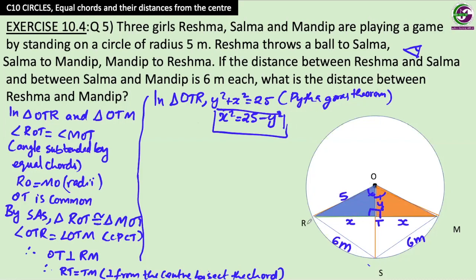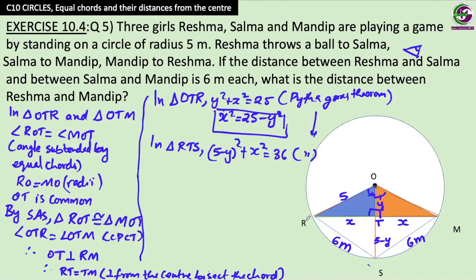Now consider the triangle RTS. It is also 90 degree because one side is 90, the other side will also be 90 degree. Now we know that OS is a radius. From radius, which is 5 meters, we take away y. So this will be 5 minus y. So we can write (5 minus y) the whole square plus x square is equal to 6 square. Again, Pythagoras theorem.